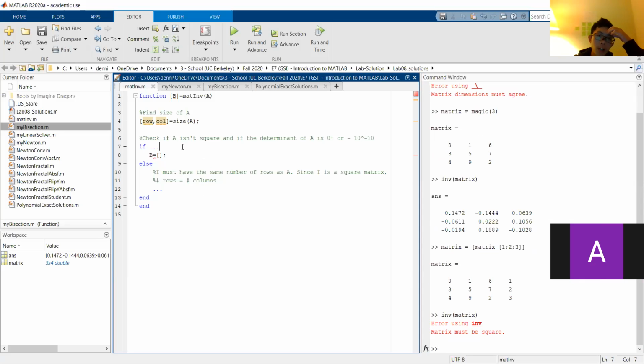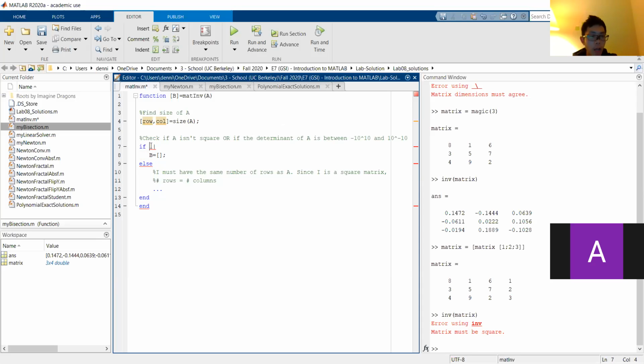We'll want to do 2 things. Either we'll need to spit out an empty array if one of 2 things happens, so this will be an OR. If A isn't square, or if the determinant of A is 0, or roughly 0, so between -10 to the power of -10 and +10 to the power of -10.